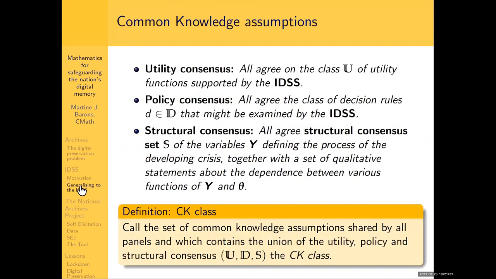Some of the things that are required for this to work are a consensus on the utility, which we've already just discussed, the utility functions that are going to be embedded in that, the policies, what sort of policies are feasible, possible and acceptable, and the structural consensus. This is the idea that we have a shared understanding of how the system works, and so our conceptions of causality are the same.